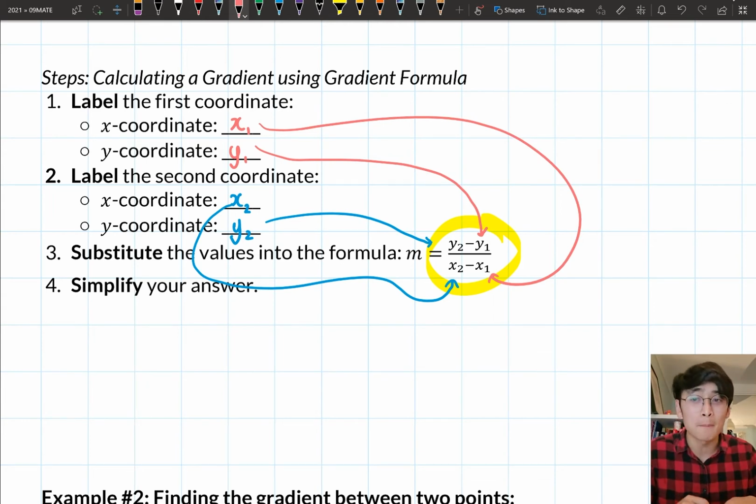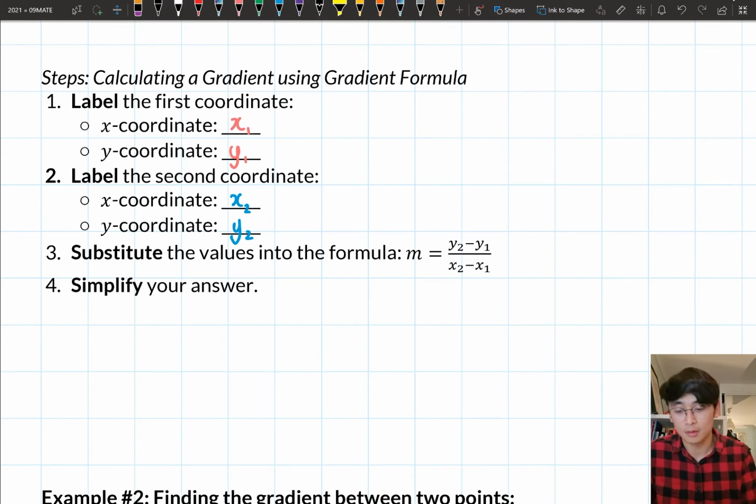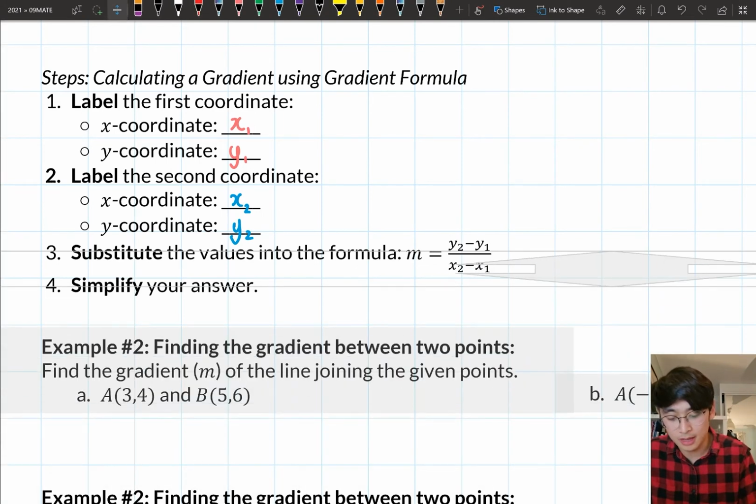And my general kind of trick for you guys is when you need to use a formula, write out the formula first as your first step. Write out the formula so that you know which parts to put it in and you don't make a mistake there. Okay. So substitute your values into the formula and then simplify in the end. So that's what we are going to do with the next couple of examples here.